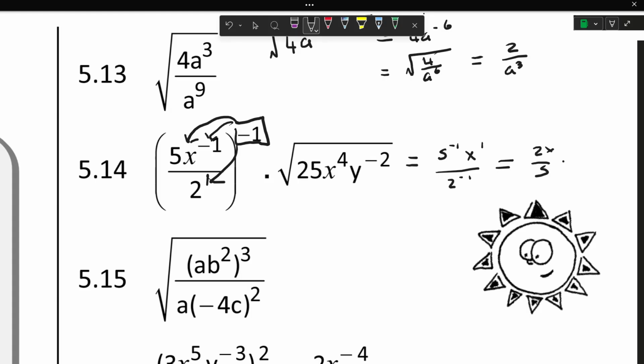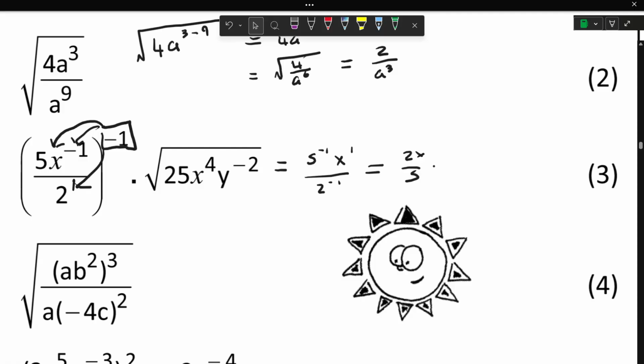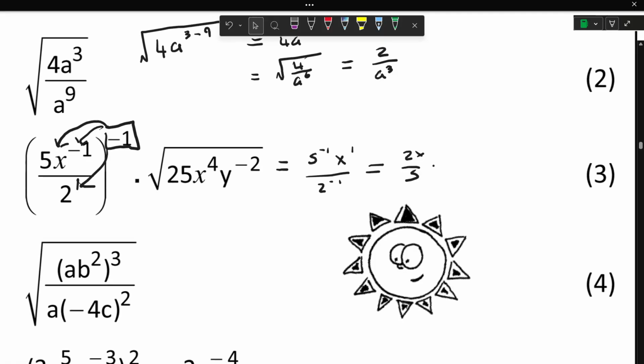And then we've got this other thing here. It's 25x to the 4, y to the negative 2. The square root of 25 is 5. This dot has a multiplication sign, by the way, this one over here.